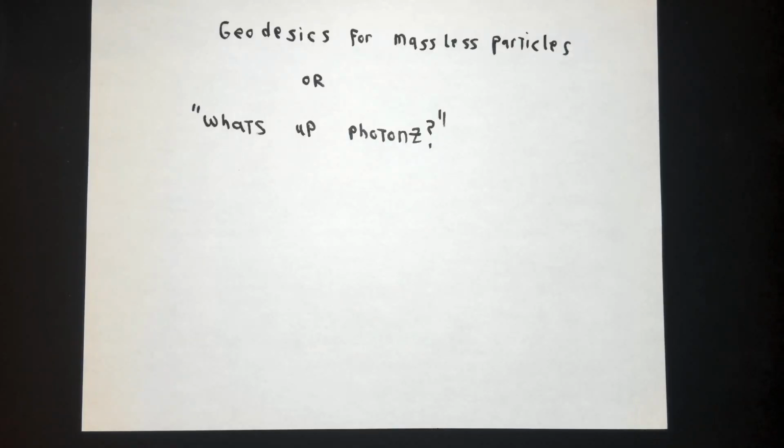In a previous video, we talked about geodesics for particles that have non-zero mass. Today, I want to investigate basically the same thing for particles whose mass is zero. Or, what's up, photons?